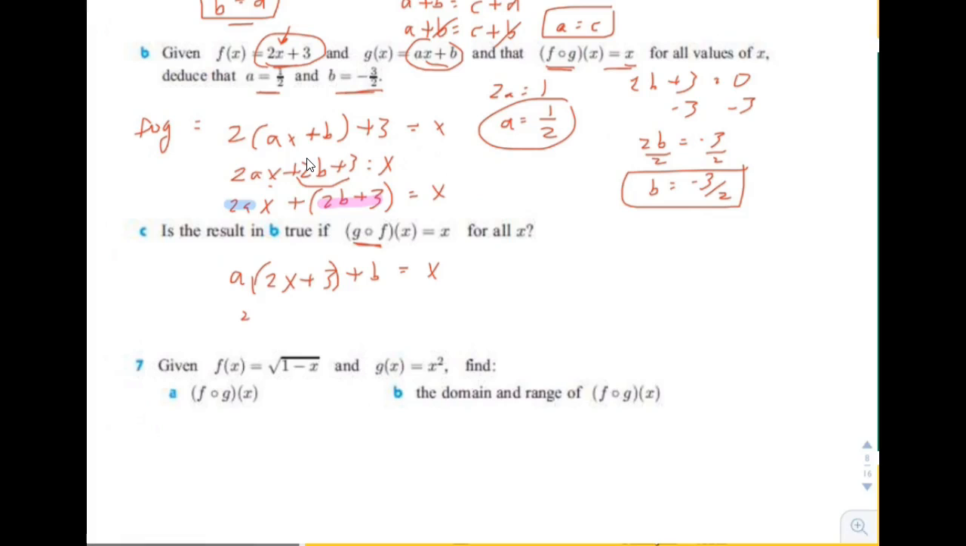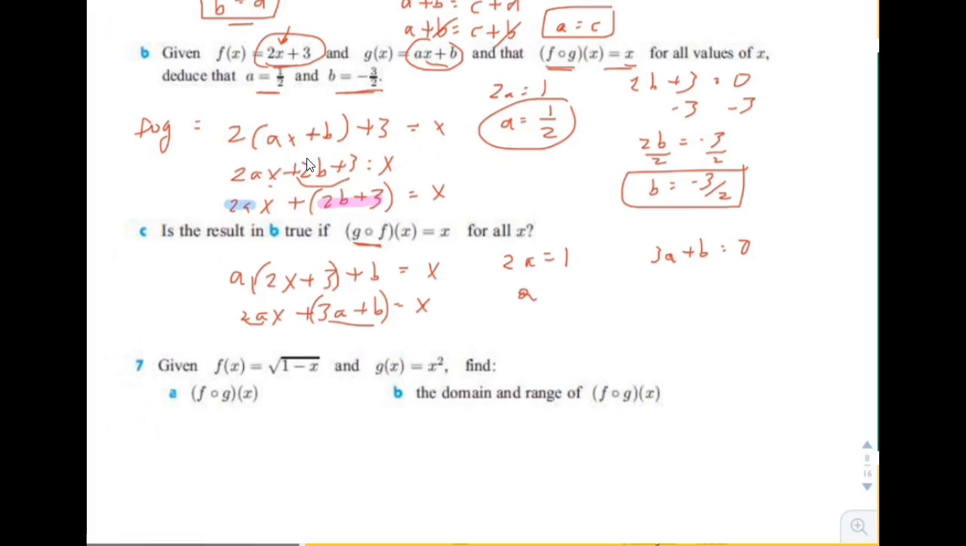So we get 2ax plus 3a plus b equals x. And so again, we have 3a plus b, and we also have 2a times x equals x. Well, we can tell here that this is going to generate two equations just like last time. 2a is equal to 1, and 3a plus b is equal to 0.